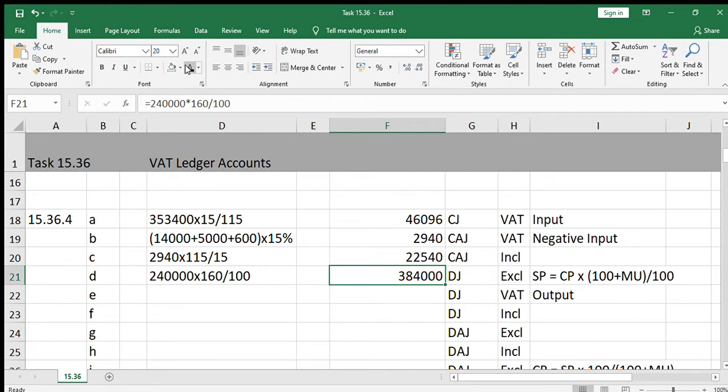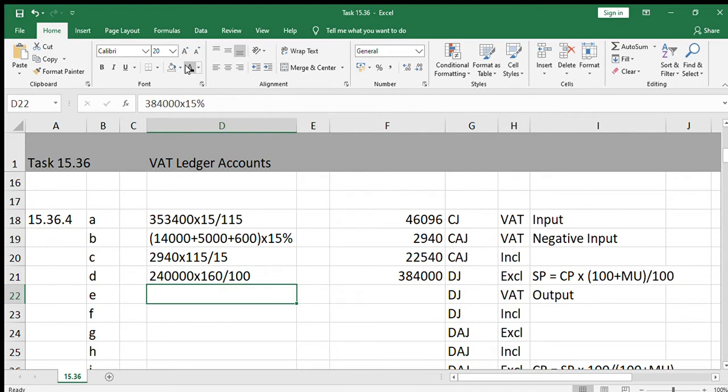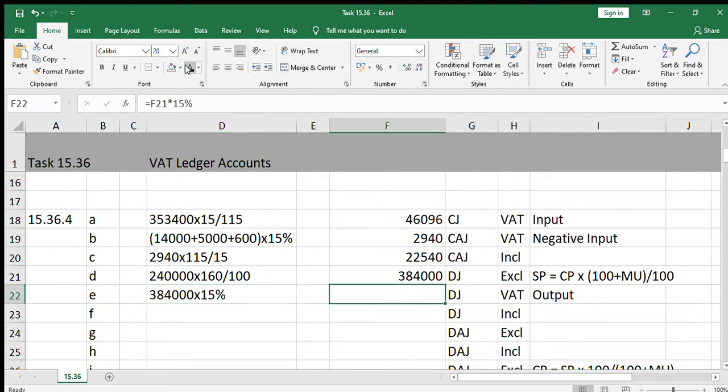Okay, then for E, we need to calculate the VAT. Now, the DJ is for sales. So the VAT that we calculate is VAT output. Now we've got the sales amount, which we just calculated, 384,000. This 384,000 excludes VAT. So to calculate the VAT, we're just going to multiply it by 15%. And we've got the answer, 57,600.